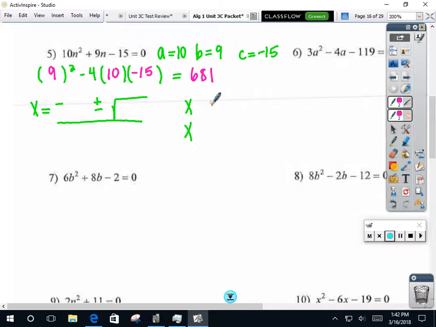Let me try it. Yeah, it's 681. Well, somebody didn't get it, so I was just checking it. Okay, so now look, we do -b, so that would be -9 plus or minus the square root of 681, all divided by what? 20. And you do your 2 times your A value of 10. Now you just type it in. First, you type in -9 plus the square root of 681 over 20. Then you type in -9 minus the square root of 681 over 20. So type them in if you haven't already.